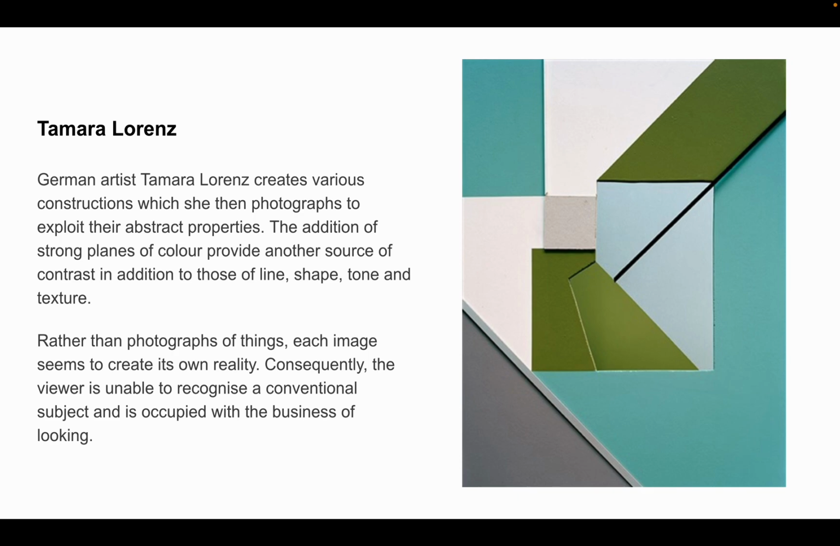Tamara Lorenz is a German artist who started working with color. So she used colored paper and would almost collage it and cut it, slice and dice it, put it back together to create a contrast using those lines, shapes, tones, and textures. So each image kind of created its own little reality in a sense.